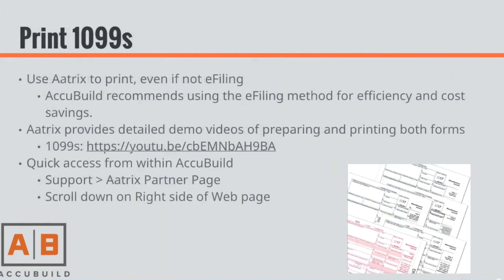The final step is to print your 1099s via Atrix. Again, we highly recommend using the Atrix e-filing option, which provides efficiencies and cost savings over self-printing. You can find a demonstration video of the Atrix 1099 printing or e-filing process by navigating to Support, Atrix Partner page. Scroll down on this page where the video link will be shown on the right side of the web page.